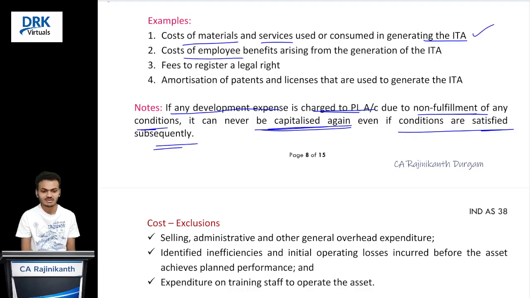Cost of employee benefits, salaries and wages that are directly connected with the development process, you capitalize it. Fees to register a legal right. For an intangible asset, we should register with government authorities, so that cost you can capitalize. Amortization of patents and licenses that are used to generate the intangible asset. In order to generate our intangible asset, if you use any patents or licenses, the amortization charge of those patents and licenses can also be capitalized. That is what the standard is saying.